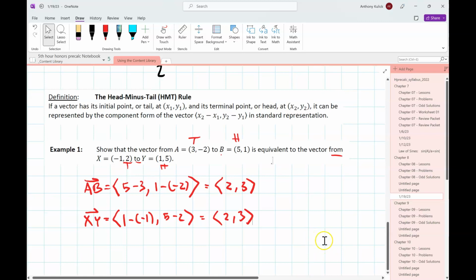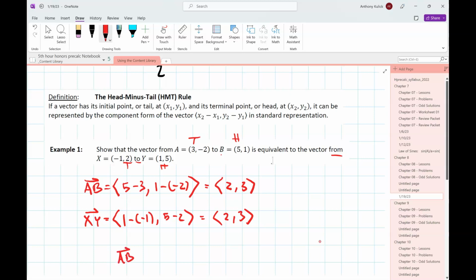So what would we say here? Are these two things equivalent? Yeah, because they have the same component form. Everybody's okay with that? So we'd say that AB is equal to XY.